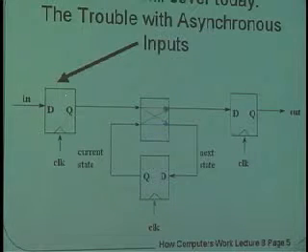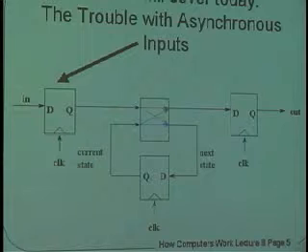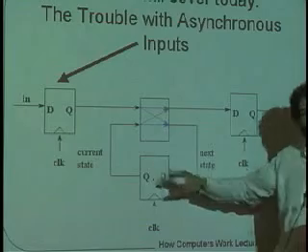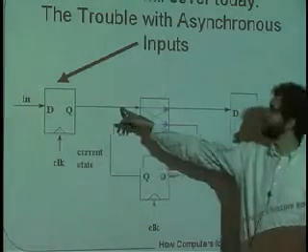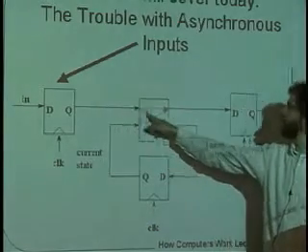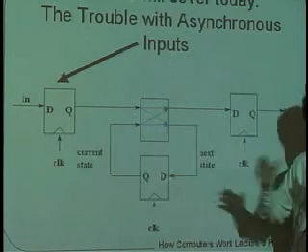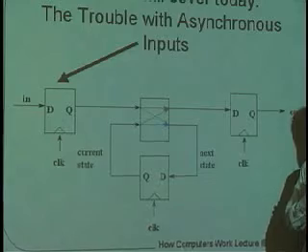The trouble with these setup and hold times is that we can't really guarantee that the system is going to obey them all of the time. In particular, here's our finite state machine. And we know that we may run into trouble if we feed it an input here that after it propagates through the combinational logic here may affect this data during the setup and hold time.